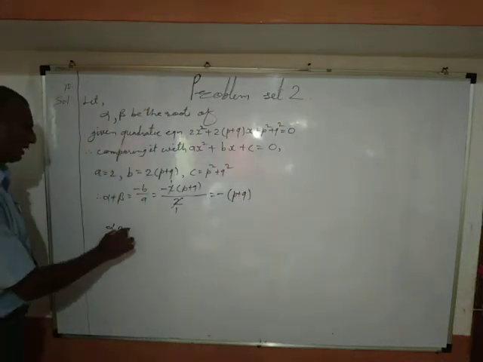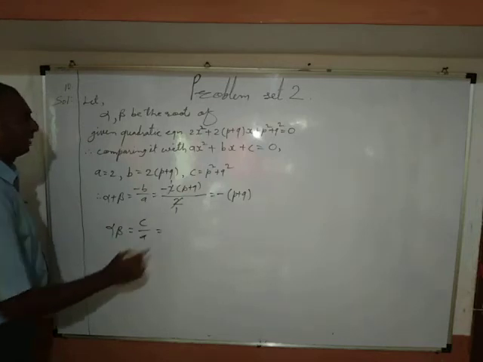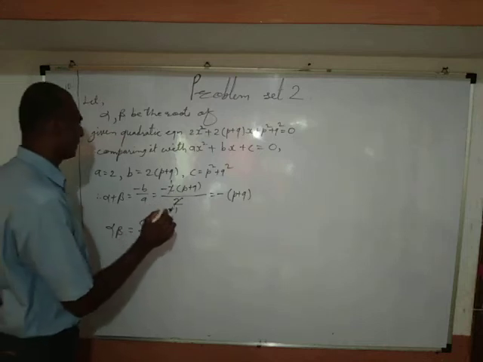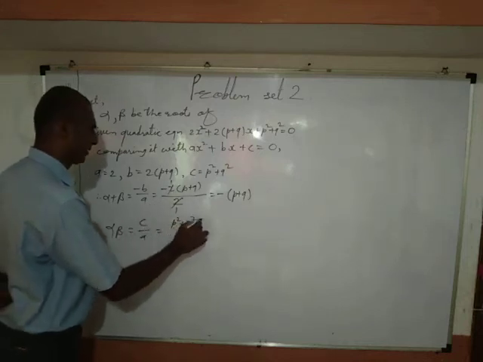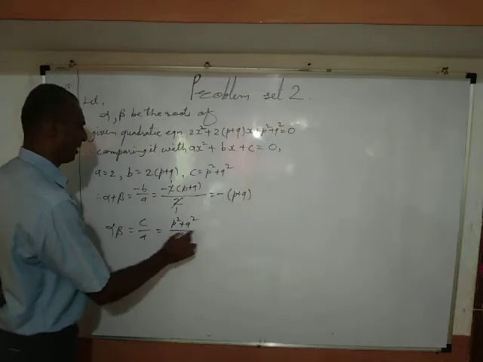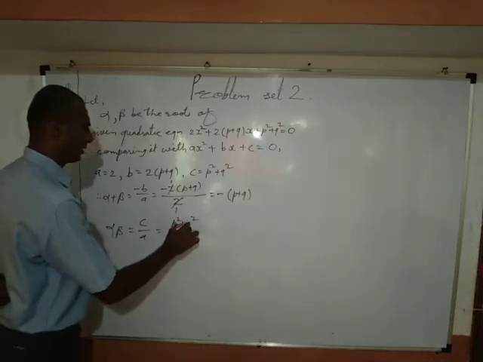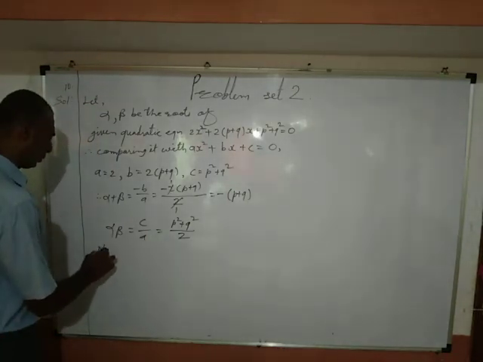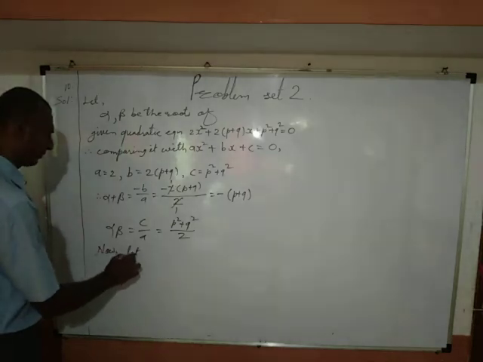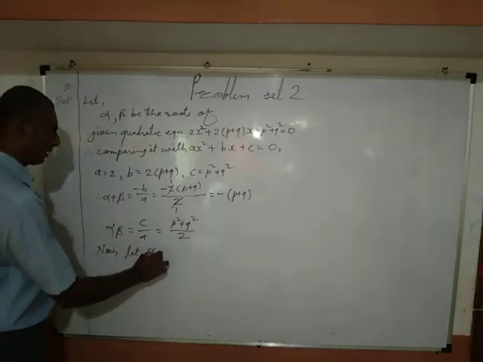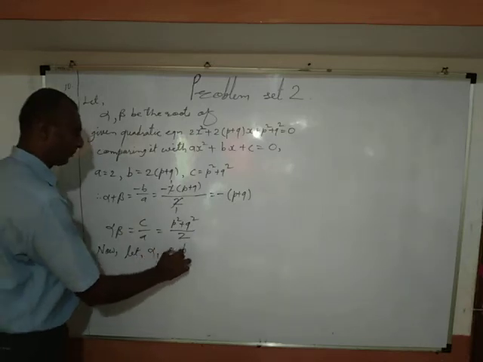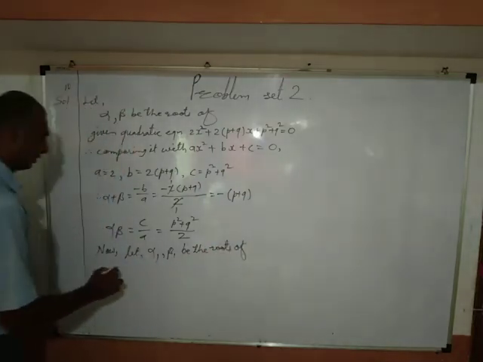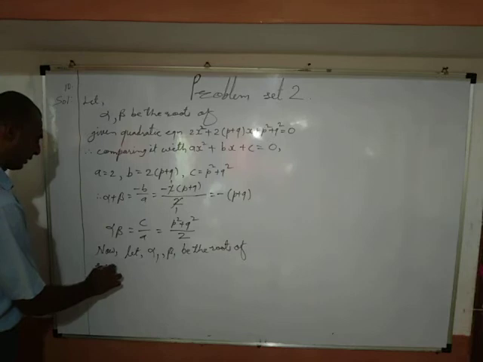Similarly, alpha into beta is c by a, and value of c by a will be p square plus q square upon 2. Okay, now let alpha 1, beta 1 be the roots of the required quadratic equation.